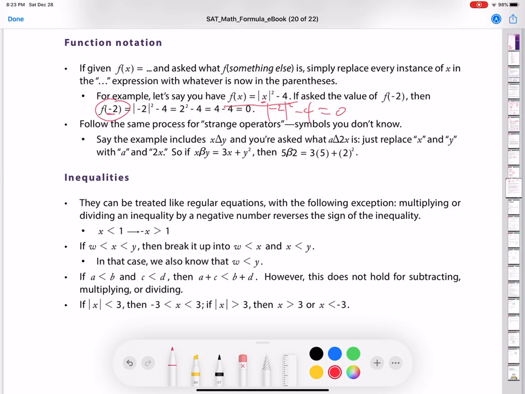Okay, so what is f of a plus 2 in this case? That means (a plus 2) whole thing squared minus 4. Plug in a plus 2 for x.